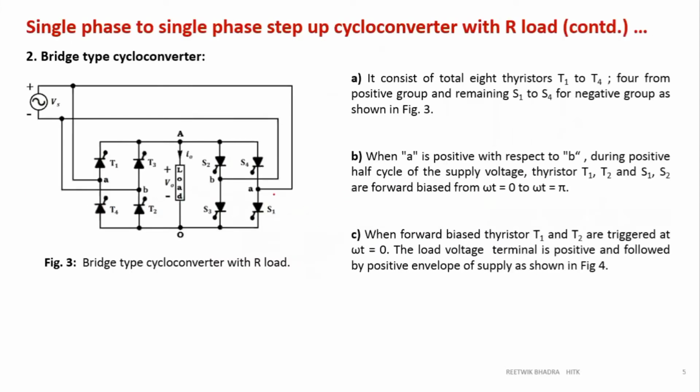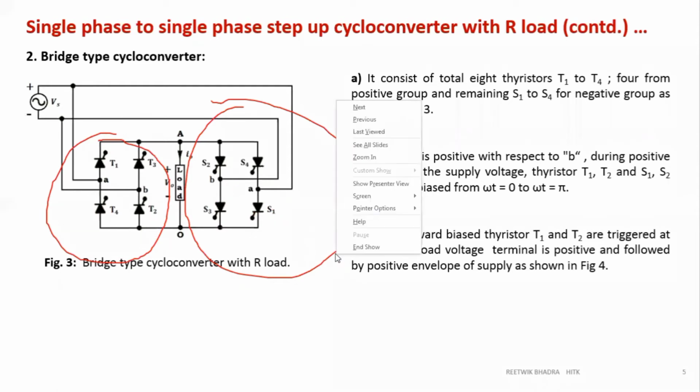Next is a bridge type. Now, bridge type, if you look, this is a bridge type. You have seen a rectifier bridge type, but we have to use an AC to AC converter. So another rectifier should be attached, which is conducting in the opposite direction. So obviously that's why we are using two rectifiers over here.